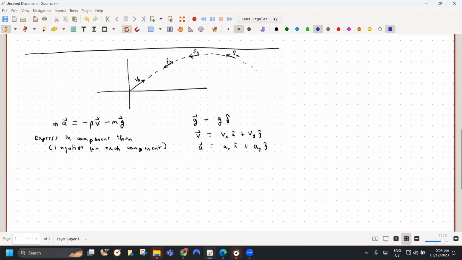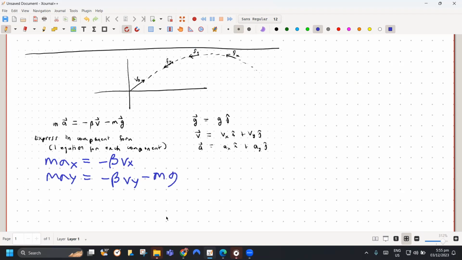So, m a_x equals... a_x equals... okay, that's it. So the x component equation becomes m a_x equals... mm-hmm, and m a_y.